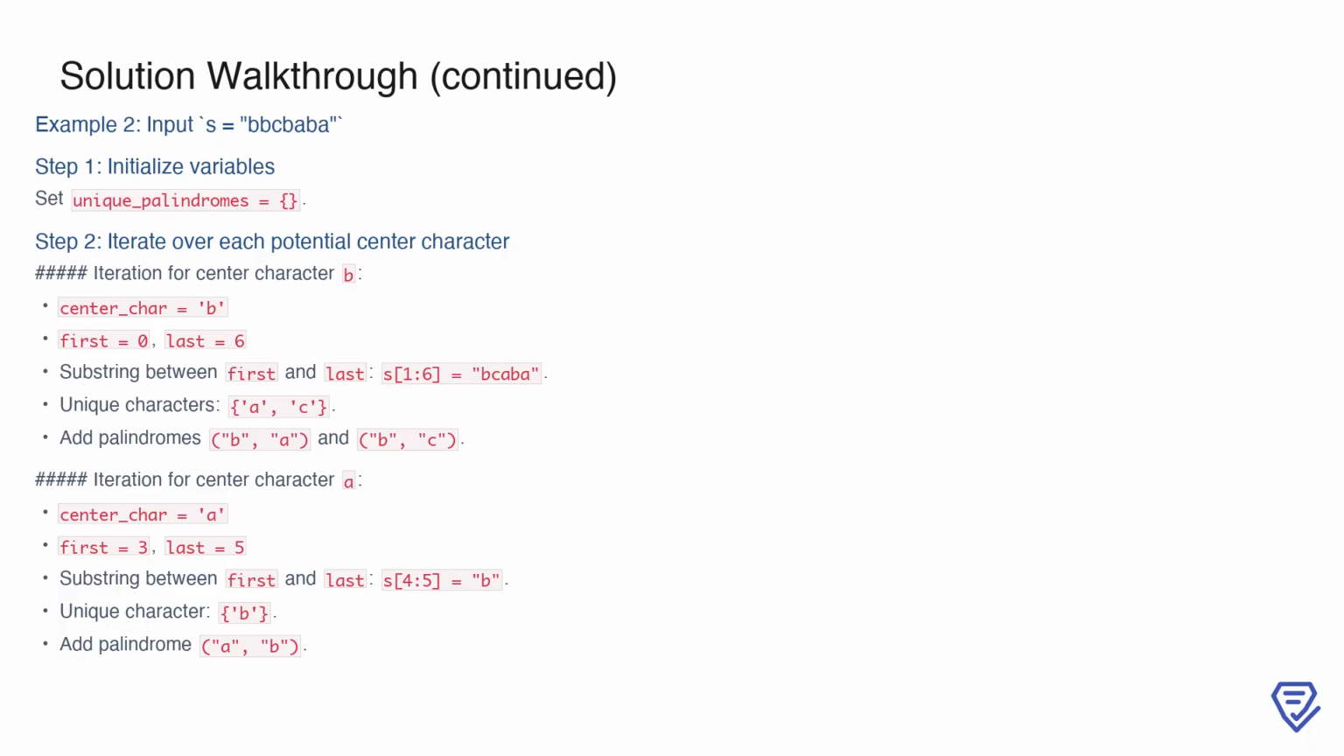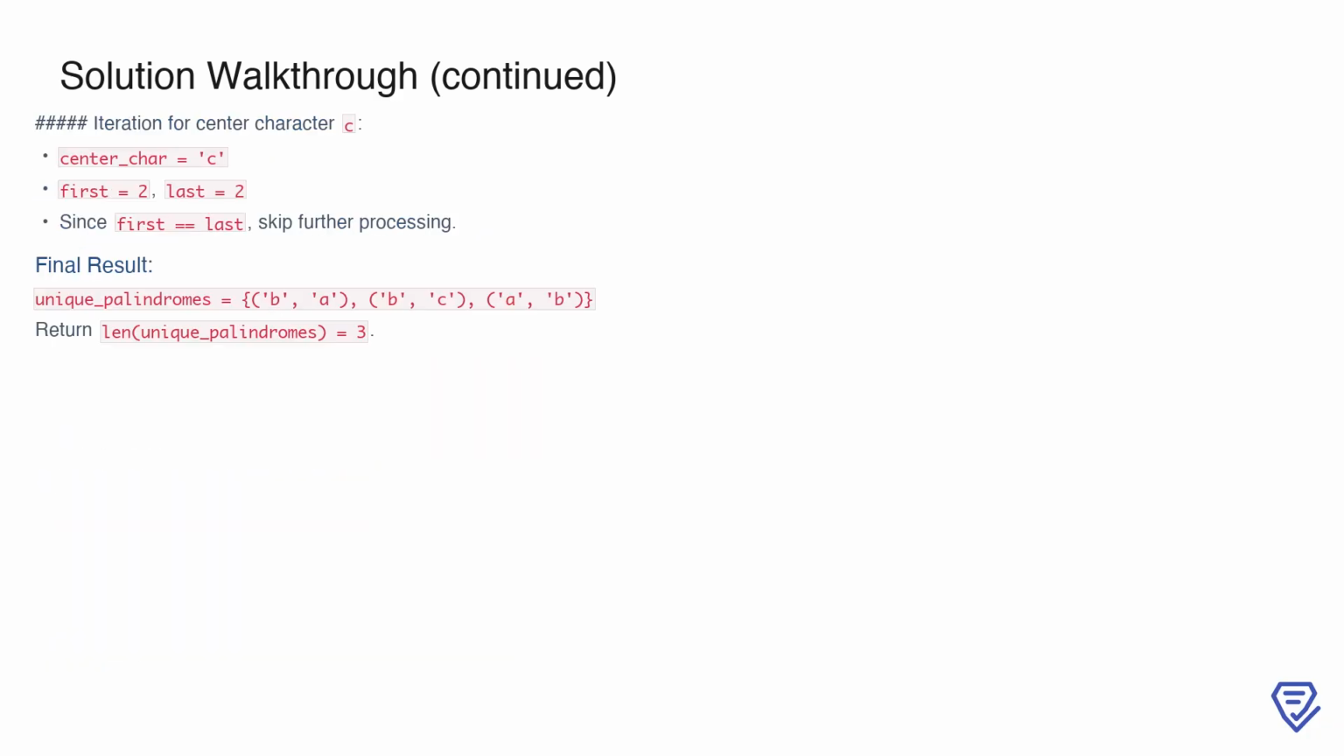Next, for the center character A, its first occurrence is at index 3 and its last at index 5. The substring between these indices is B, which contains just the unique character B. This allows us to form the palindromic subsequence (A, B, A) and add it to our set. For the center character C, its first and last positions are both at index 2, meaning it only appears once in the string. Therefore, we skip further processing for C. After evaluating all potential center characters, the unique_palindromes set contains the subsequences (B, A, B), (B, C, B), and (A, B, A). The size of this set is 3, which becomes our final result for this example.